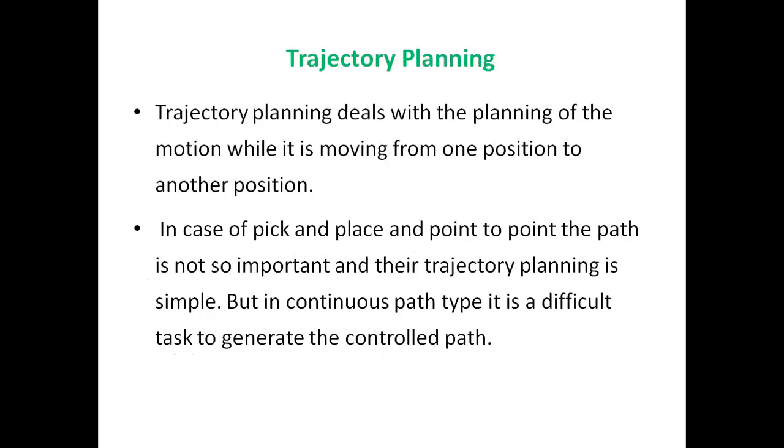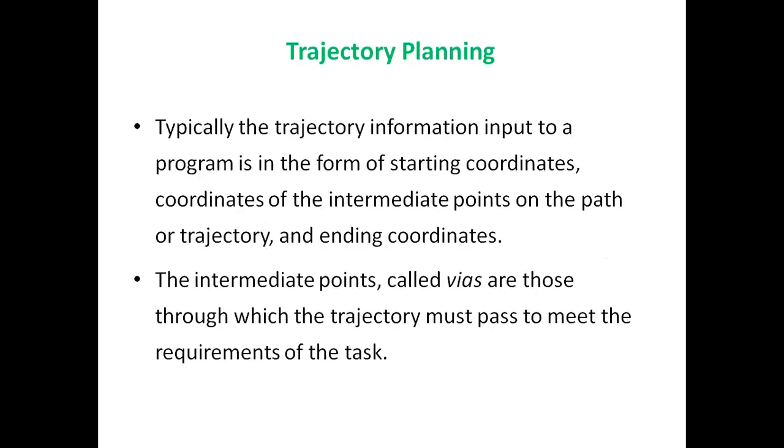When we go for trajectory planning, it deals with the planning of the motion as the robot moves from one position to another. In pick and place and point to point paths, the path is not so important, so the trajectory planning is very simple. But in continuous path, it is a typical task to generate the controlled path. Typically, trajectory information input to a program is in the form of starting coordinates, intermediate points, and ending coordinates. Intermediate points are called vias. These are the points through which the trajectory must pass to meet the requirements of the task.